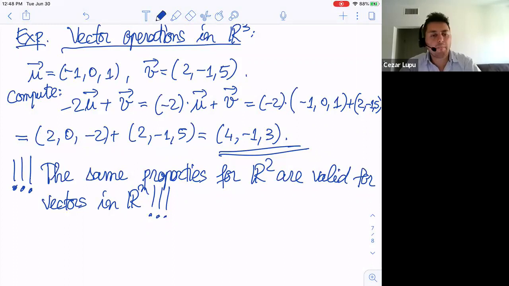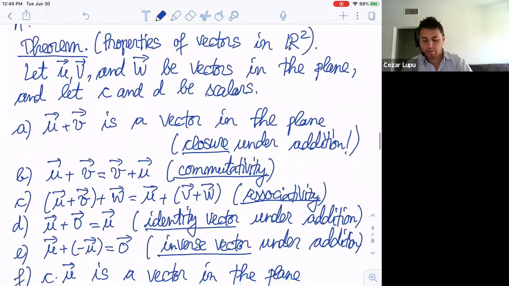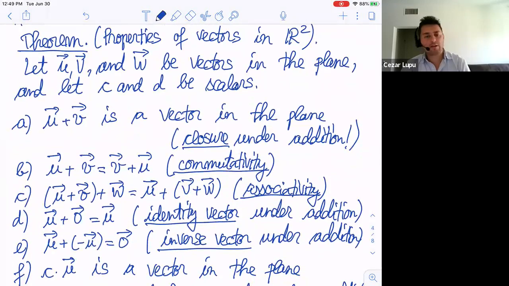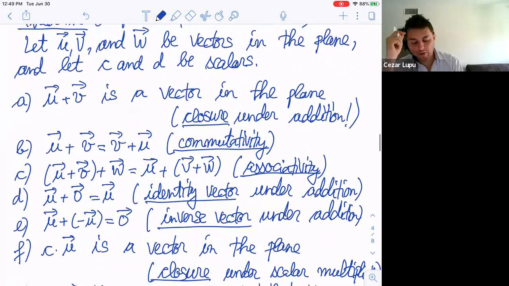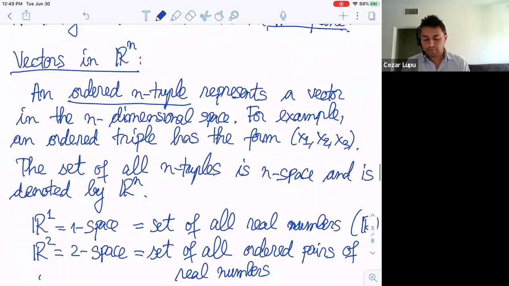And the same thing happens for the scalars. We have scalar multiplication, you have this distributivity property, multiplicative identity, and so on. So the same properties will hold true. When I say this, I mean from this long theorem, because I don't want to write it again. The properties of vectors in R2 will hold true for vectors in Rn. Imagine this theorem is the same for Rn. Okay.